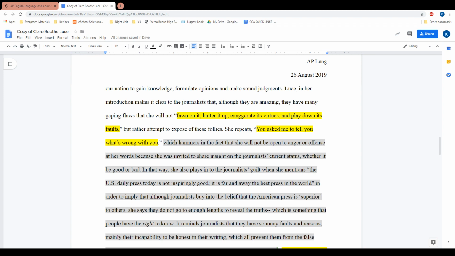"But rather, attempt to expose these follies. She repeats, quote, 'you asked me to tell you what's wrong with you,' which hammers in the fact that she will not be open to anger or offense at her words because she was invited to share insight on the journalists' current status, whether it be good or bad. In that way, she also plays into the journalists' guilt when she mentions the U.S. daily press today is not inspiringly good, it is far and away the best press in the world, in order to imply that although journalists buy into the belief that the American press is, quote, superior to others, she says that they do not go to enough lengths to reveal the truth."